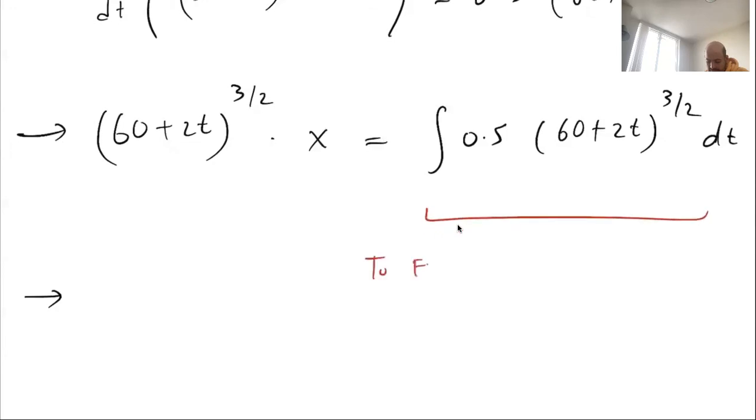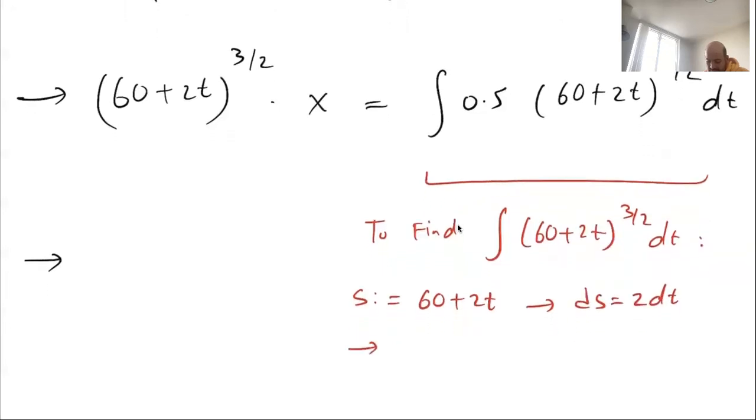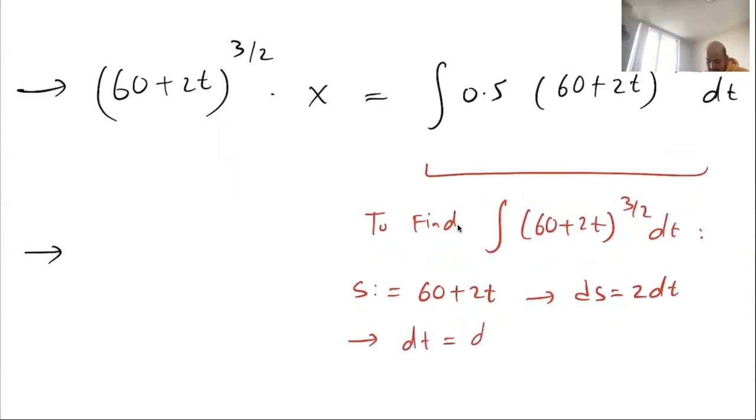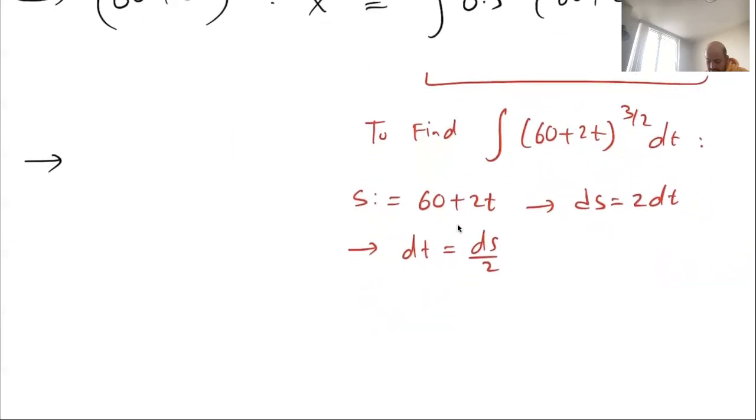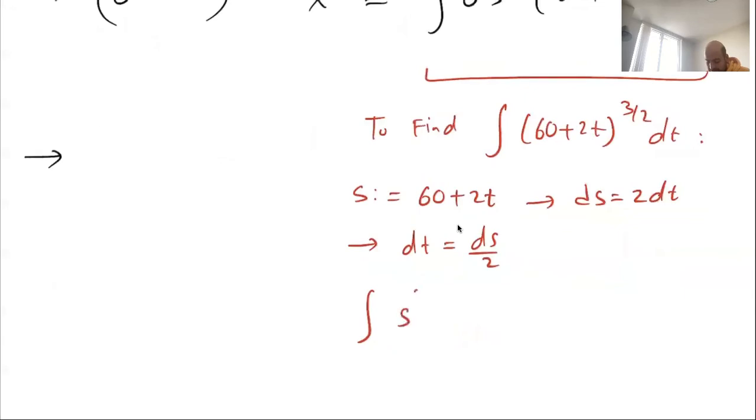So to find the integral of (60 + 2t)^(3/2) dt, we can define s again to be 60 + 2t. That means ds will be 2 dt, or dt will be ds over 2. Then we'll have the integral of s^(3/2) dt, and dt is ds over 2.